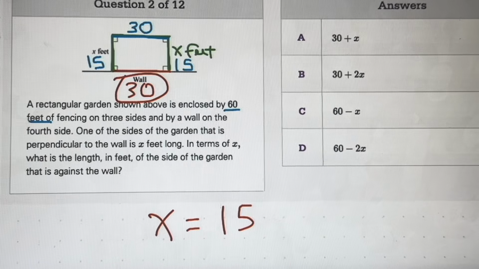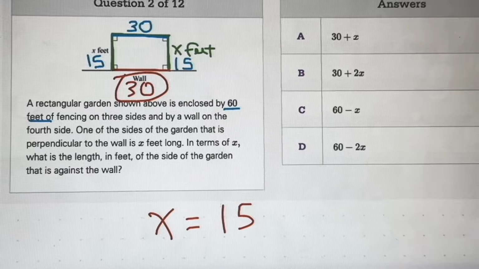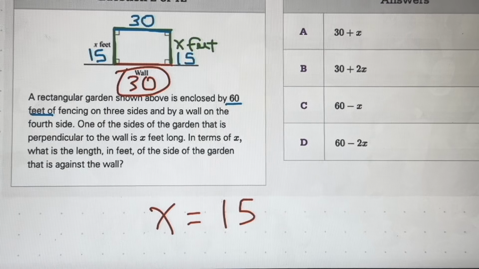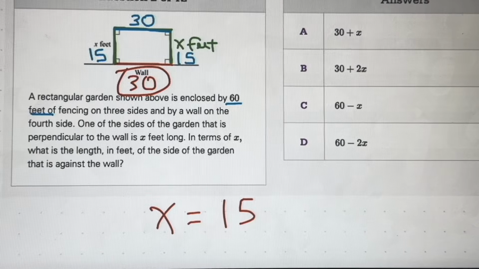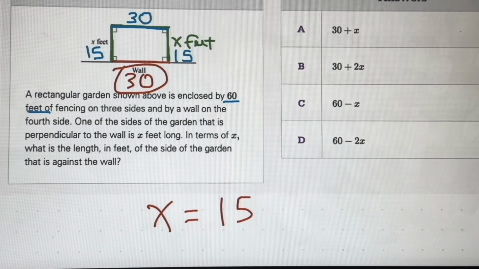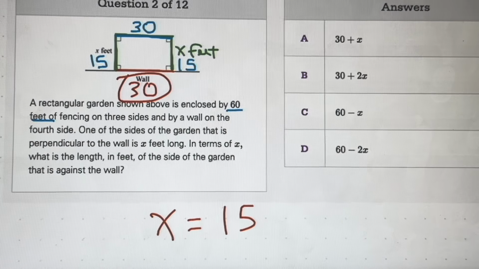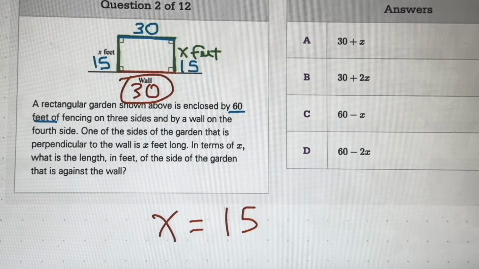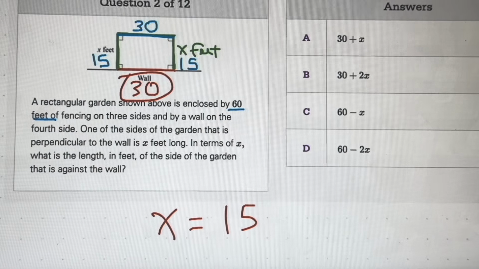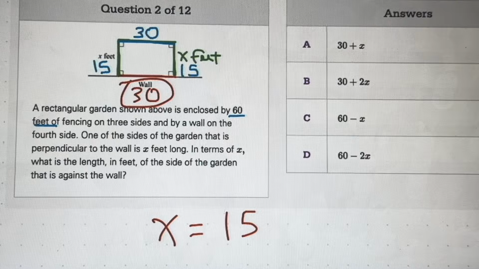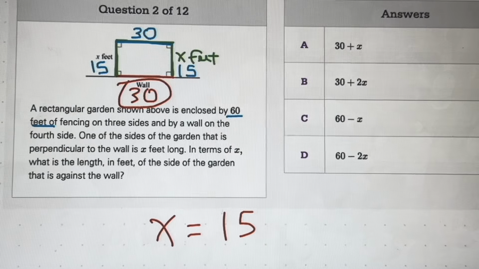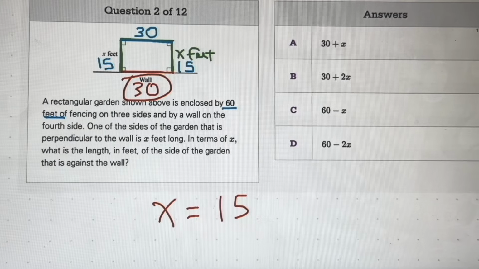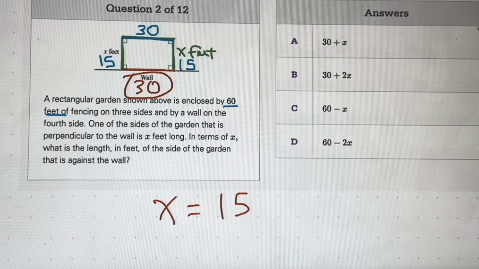I want you to stop and think about that for a minute. The question says, in terms of x, what's the length of the side of the garden that's against the wall? Which is 30. So in terms of x, which answer choice gives you 30? Does that make sense, Shayla? Great. Let's plug in our 15 for x and see what gives us 30. Go ahead and plug in 15 for x in answer choice A. You can write right next to the answer choice. It's going to be 30 plus 15. Yep, exactly. 45.